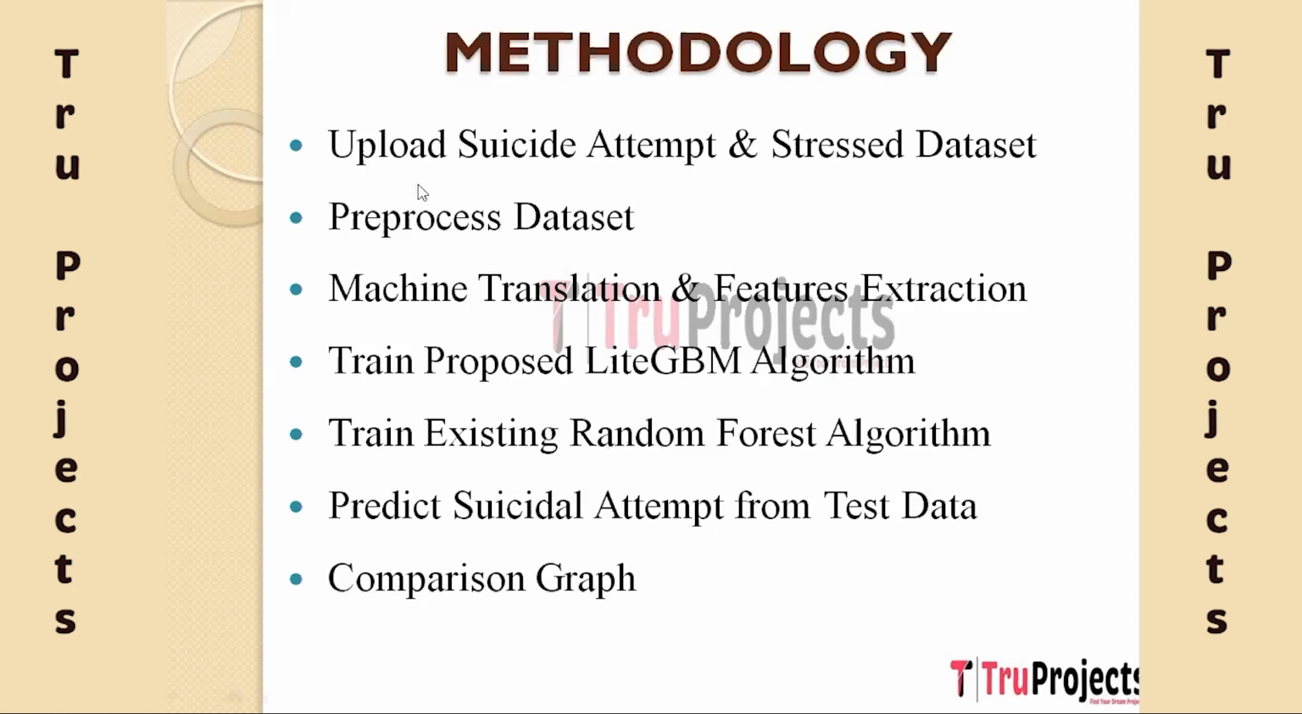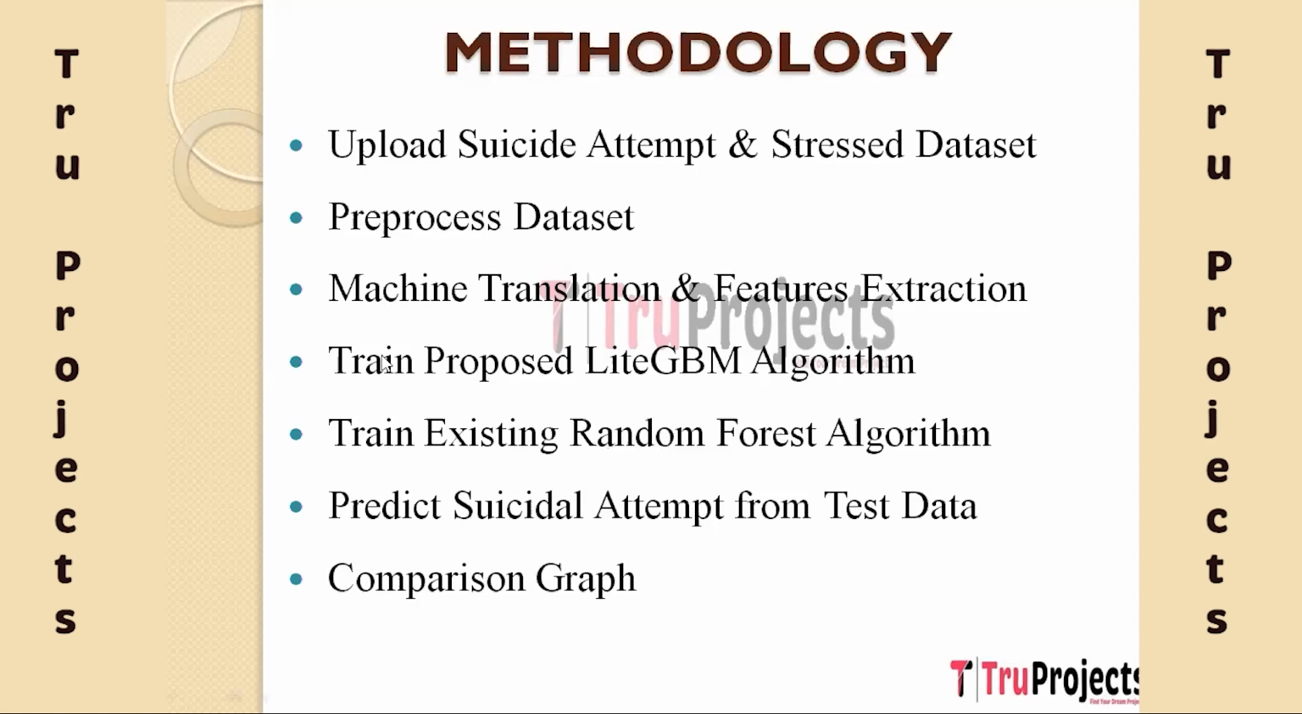The third module is Machine Translation and Features Extraction. The dataset may contain non-numeric characters that are not directly understandable by machine learning algorithms. The module employs Neural Machine Translation (NMT) using natural language processing (NLP) techniques to translate these non-numeric features into numeric format. Each unique non-numeric character is assigned a numeric ID, facilitating compatibility with machine learning models.